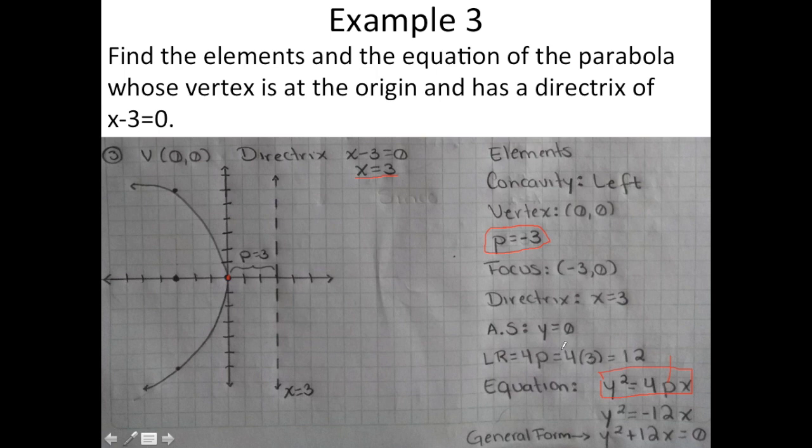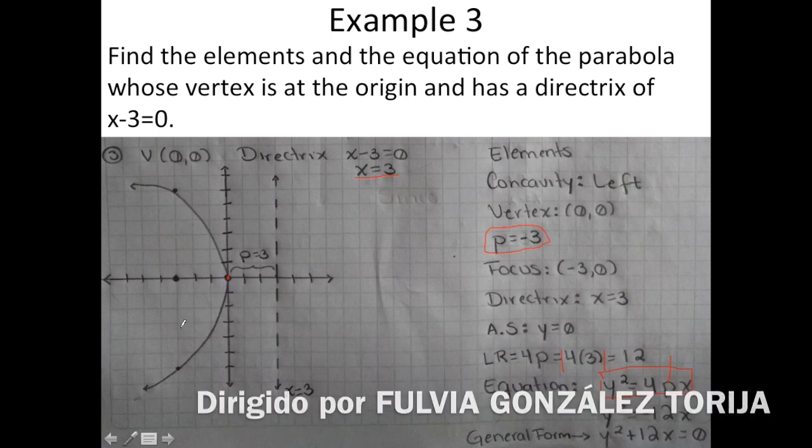And the latus rectum is 4 times negative 3, which is negative 12. But remember that the latus rectum is always going to be positive because it's a distance. So the latus rectum, in this case, would be 12. That means that from the focus to a point on the parabola, you would have to do 1, 2, 3, 4, 5, 6 units this way, and 1, 2, 3, 4, 5, 6 units the other way. And then once you have those 2 points, you can go ahead and graph the parabola.